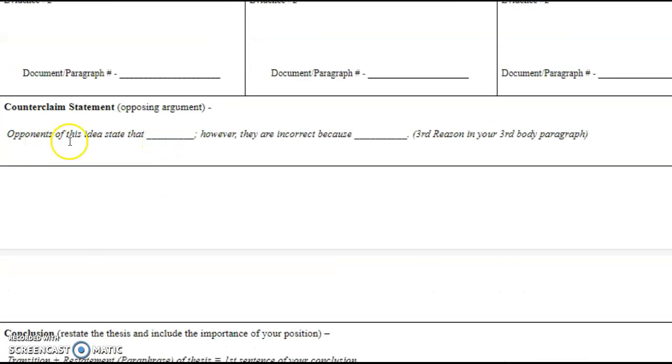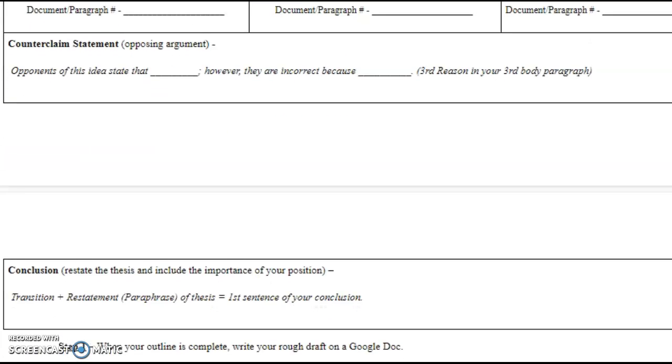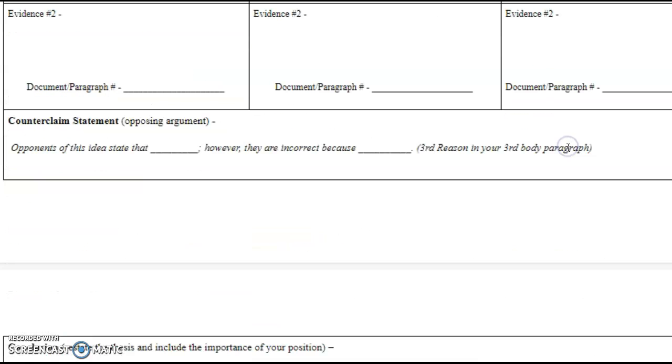I also gave you guys the counterclaim and the conclusion. We did this in class, but also at home. Counterclaim. Opponents of this idea state that blank. However, they are incorrect because of blank. Remember, your counterclaim, chicos, is where you get to say why you are right. This is important. This belongs in the third paragraph. So your third reason, whatever your reason is for right here, is going to be inserted right here.